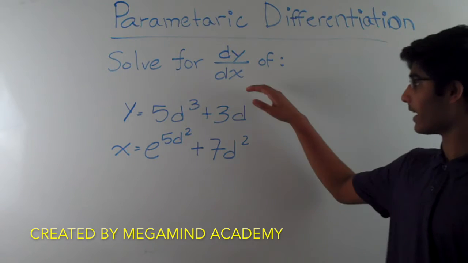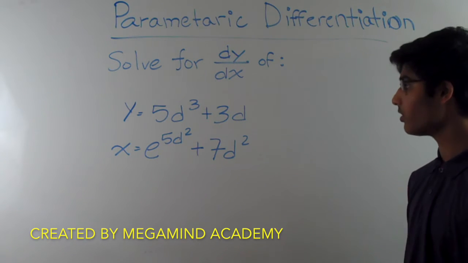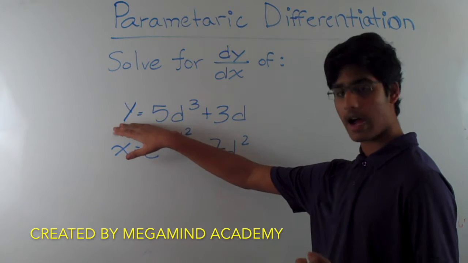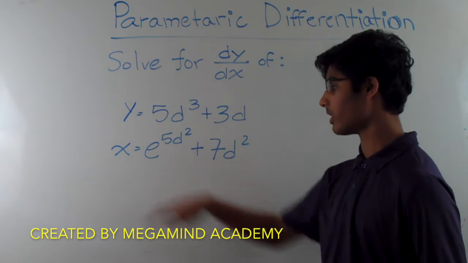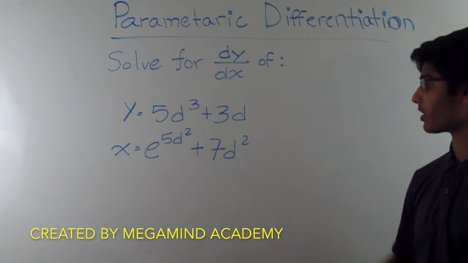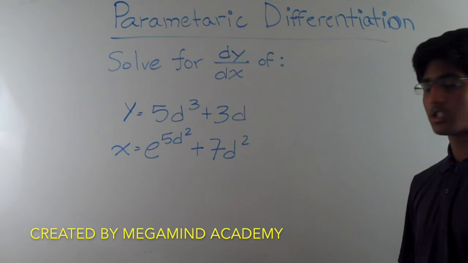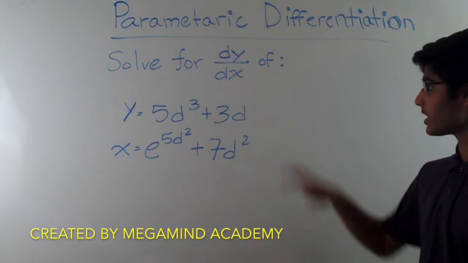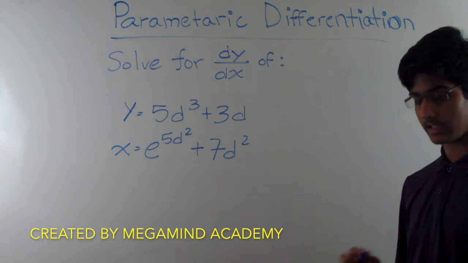As we can see, we have to find dy/dx, and we're given two functions. One is what y is equal to, and one is what x is equal to, and they're both in terms of t. So what do we do? Well, let's just sidestep from this problem for a second.